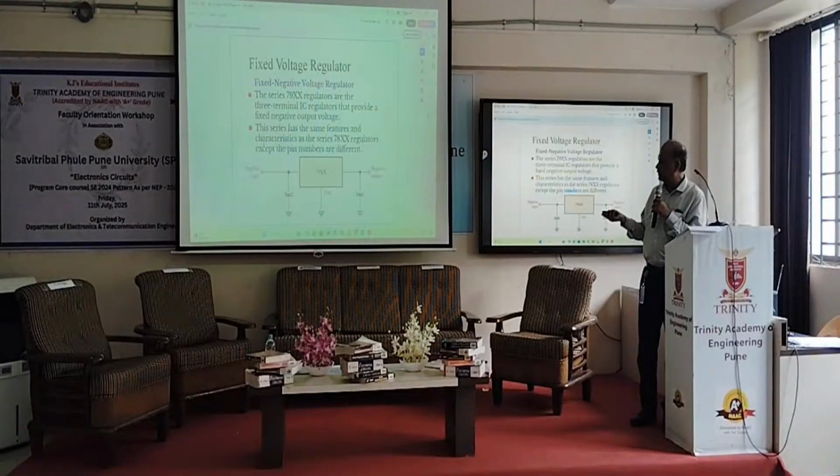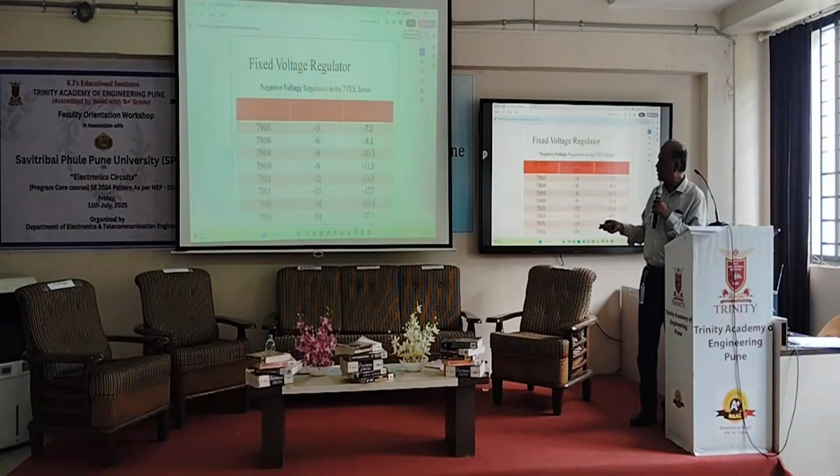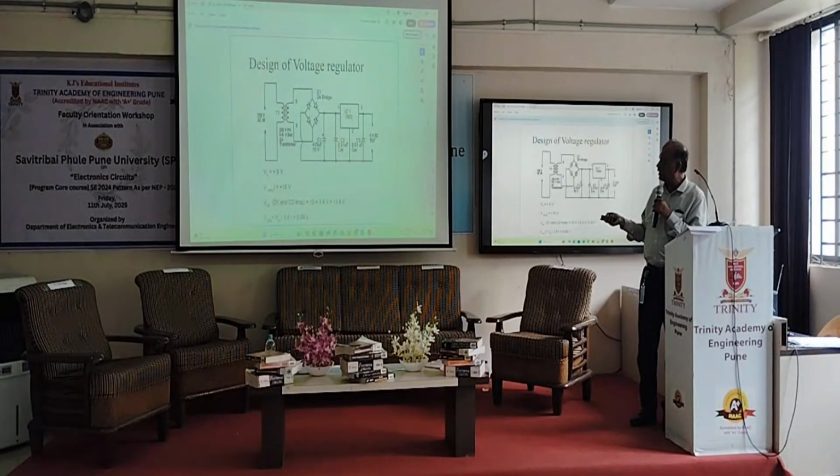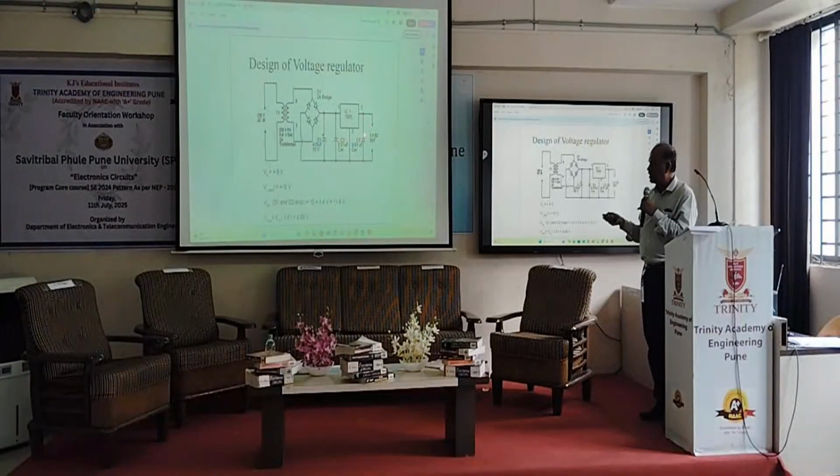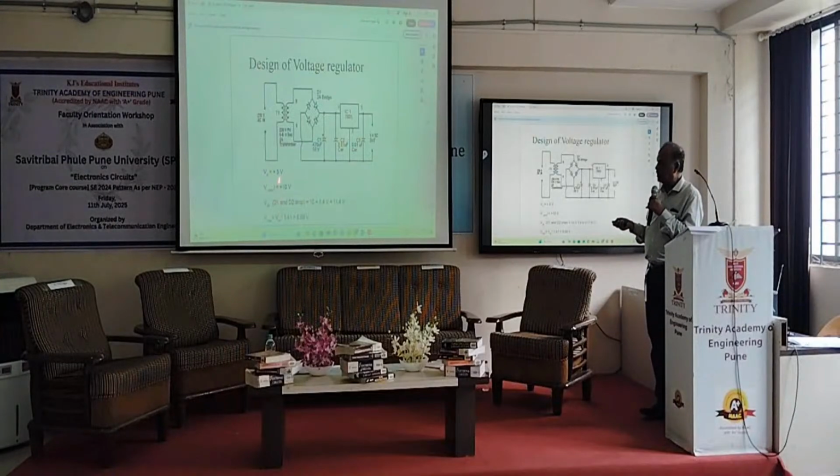Then we have 79XX, negative output voltage. This is 7905 and all the things. This is the complete circuit of a 7805, 5 volts at the output, with some calculations that can be done.